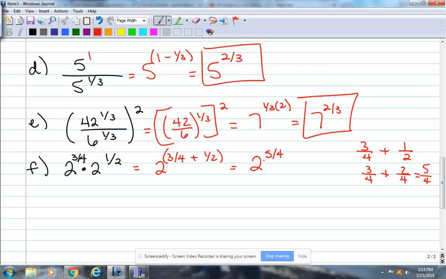And it's okay that that's improper. We don't want mixed numbers. We want improper if we need to do improper. Can we take the fourth root of 2, though? I don't think so. So, there's my answer.